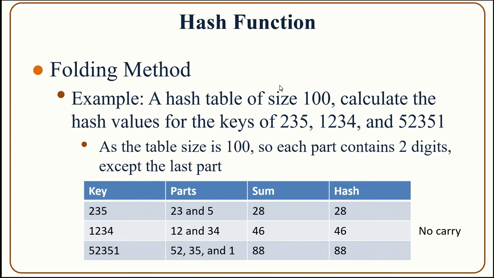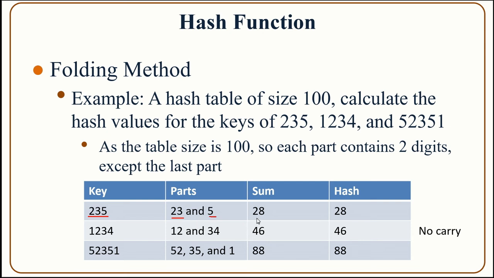As an example, we have a hash table of size 100, and we need to calculate the hash values for the keys of 235, 1232, and 52,351. Here, because the size of the table is 100, each part would contain 2 digits, except the last part. With the first key, 235, we divide it into 2 parts, 23 and 5.